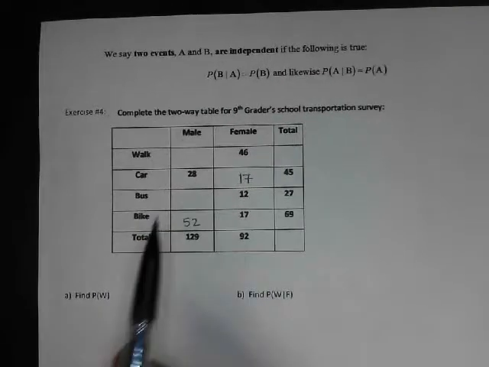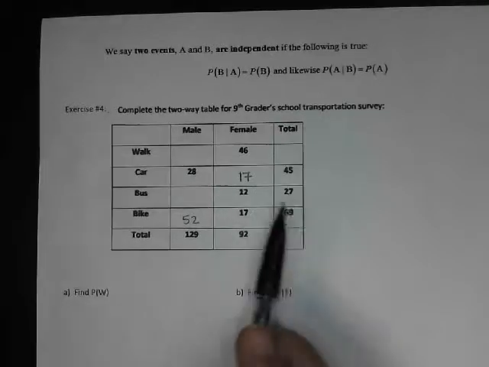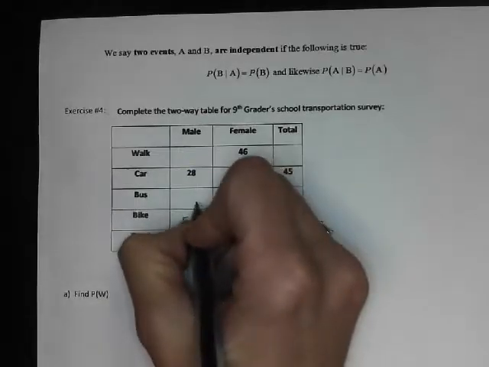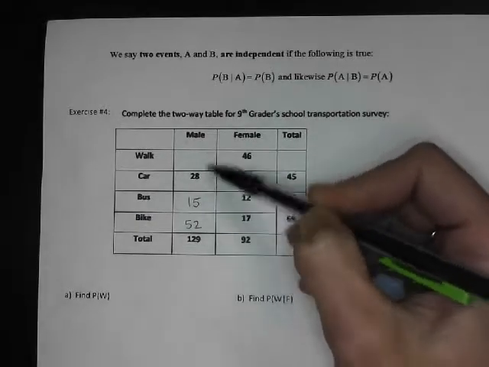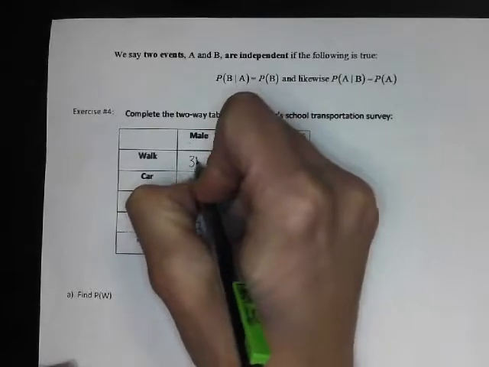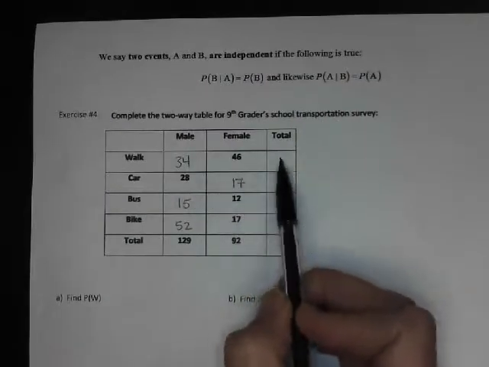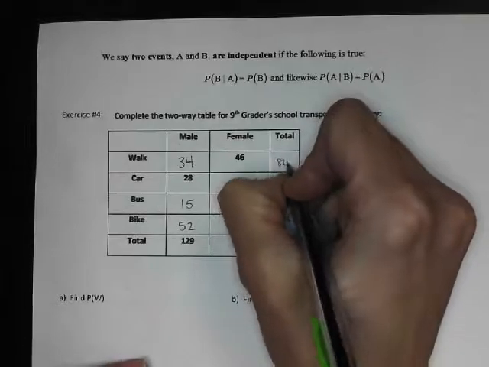We can do the same thing in our bus category, 27 total on the buses. 12 of them are females, so if I subtract that 12, I get 15 males. And then my 129 in my male column, of my 129 males, 52 and 15 and 28 are already accounted for, leaving 34 walkers. And then we can grab our total here. Walkers, 34 plus 46 is 80.